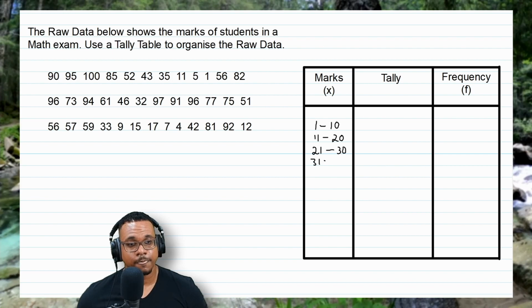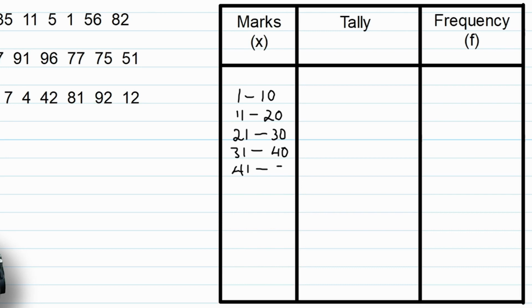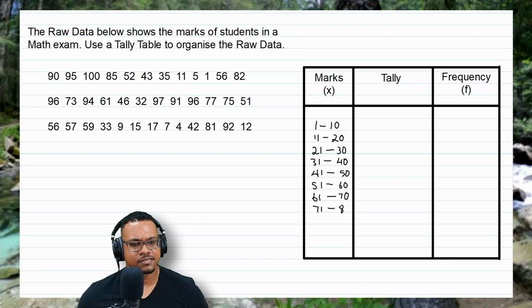So 31 to 40. Then 41 to 50. 51 to 60. 61 to 70. 71 to 80. Then we're going to have 81 to 90. And then 91 to 100. So these are my class intervals.